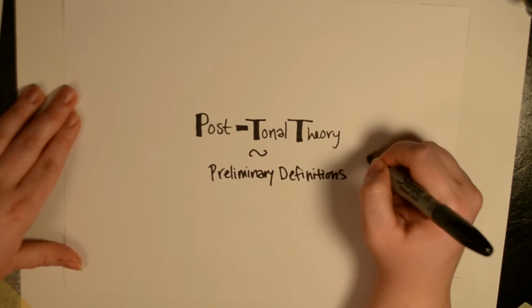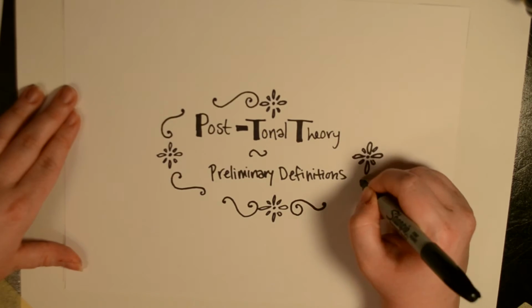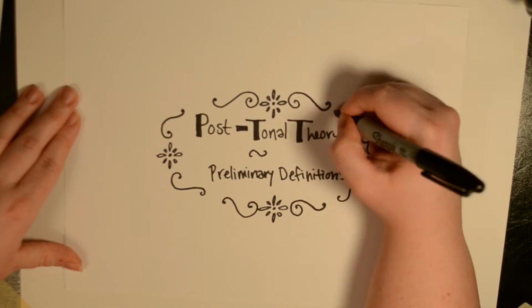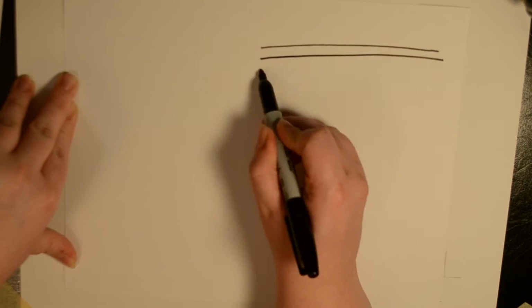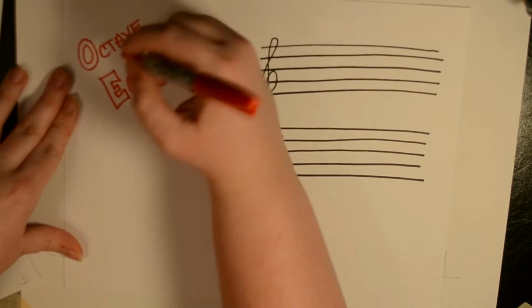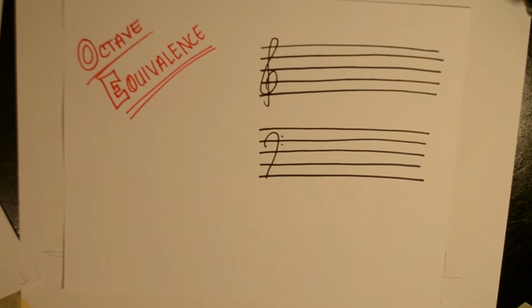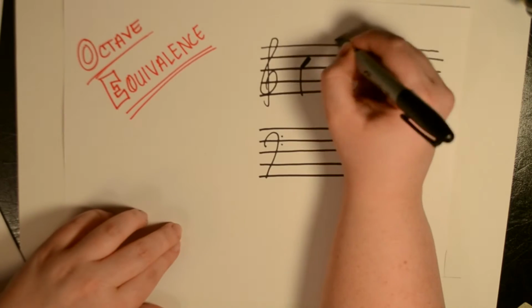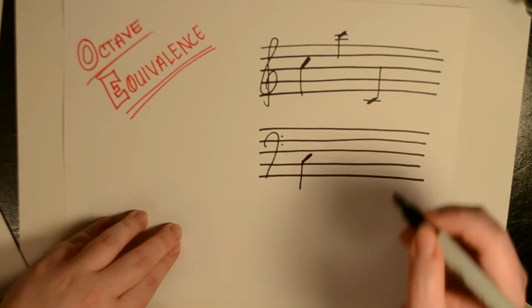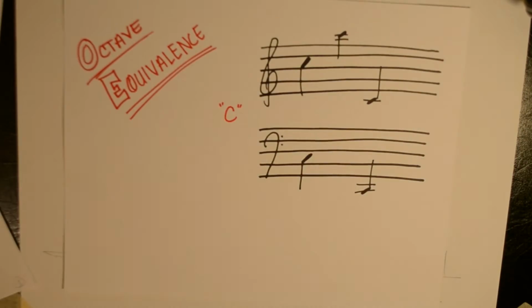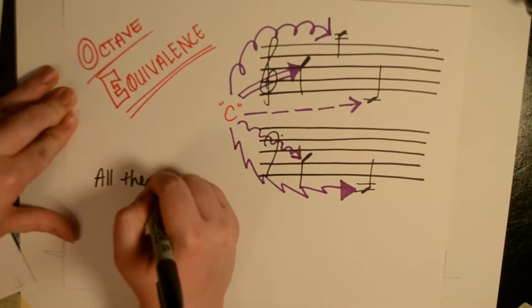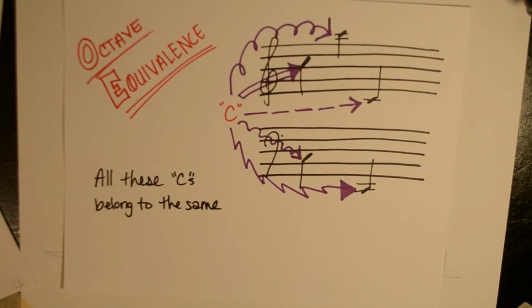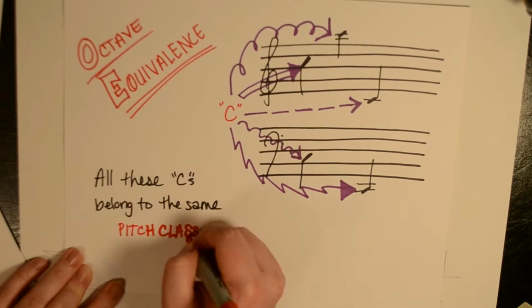This video will cover several foundational concepts for post-tonal music theory. In all music, we have what is called octave equivalence. This means that all pitches separated by an octave are considered functionally equivalent. Hence, they all have the same name. For example, all of these pitches are called C. On that note, a group of pitches with the same name, like this, is called pitch class.